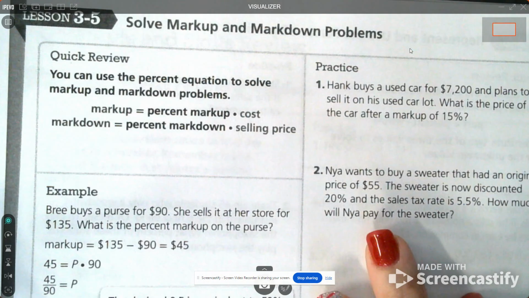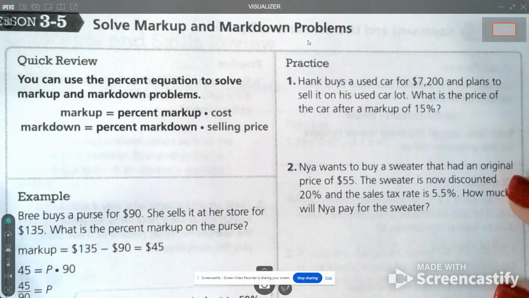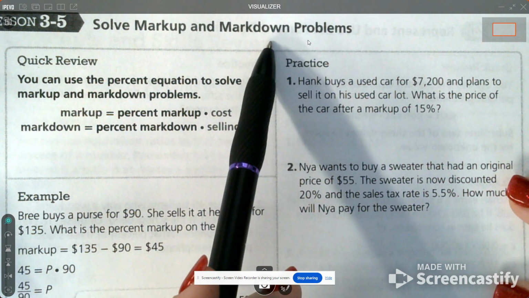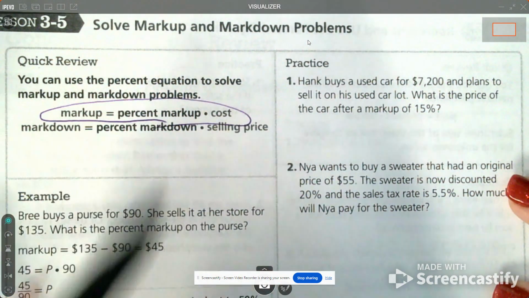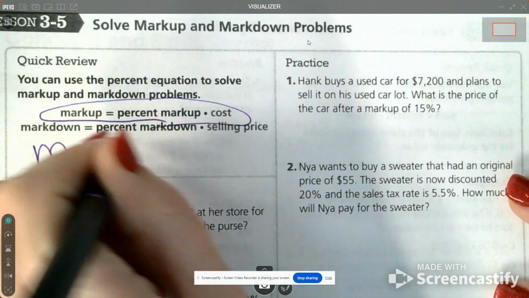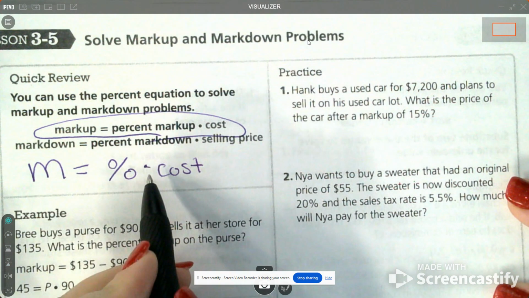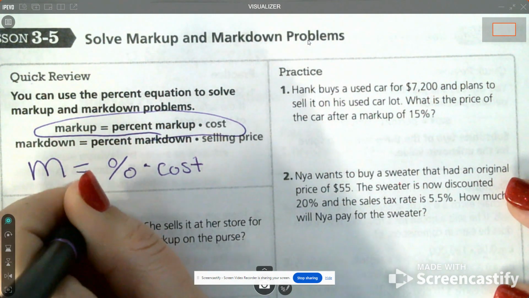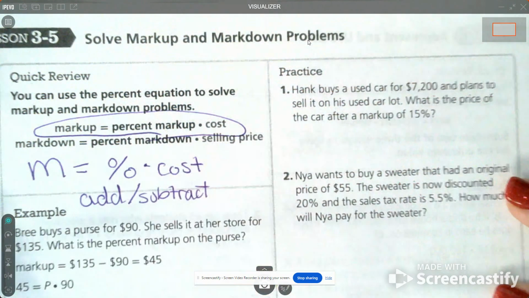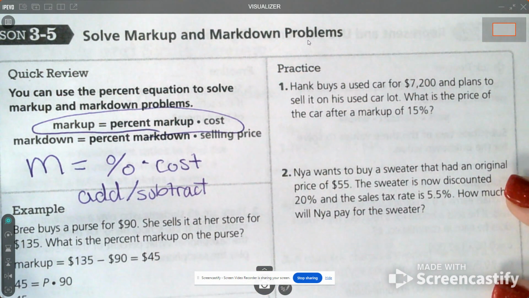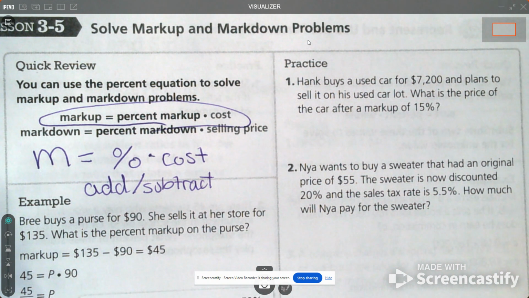So let me get that bigger. Okay, so on this first one, it's a solving markup and markdown problems. Now, in order to do that, you have to know this equation where M equals the percent times the cost. After you solve the equation, you're either going to add or subtract to find the answer, depending on if it's a markup or a markdown.